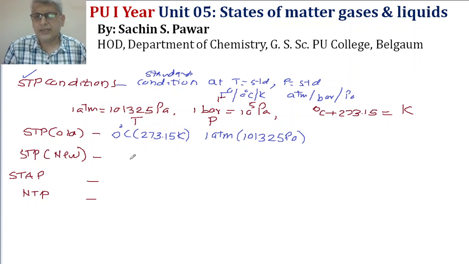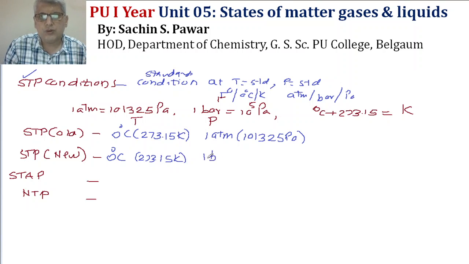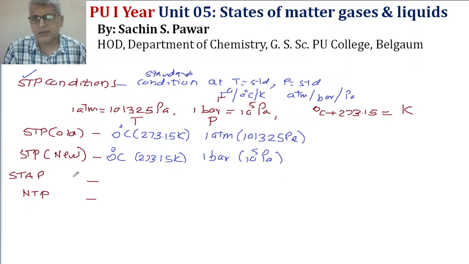In new terminology, the pressure is expressed in terms of bar. So, the temperature remains the same, 273.15 Kelvin, but the pressure is changed to unit of bar. So, 1 bar, and 1 bar in pascal is 10 to the power 5 pascals. So, this is new STP condition.